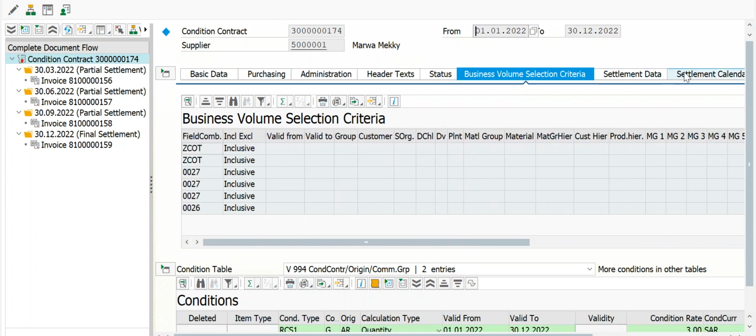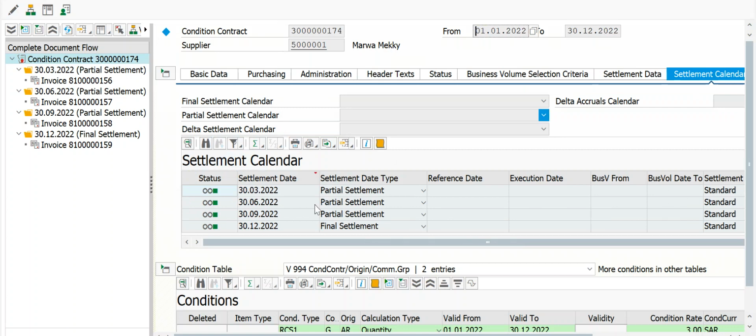Okay, so this tab is settlement calendar. In this step, we maintain our settlement dates. This is a yearly contract, and the partial settlement is done quarterly, and then we have our final settlement at the end of the year.